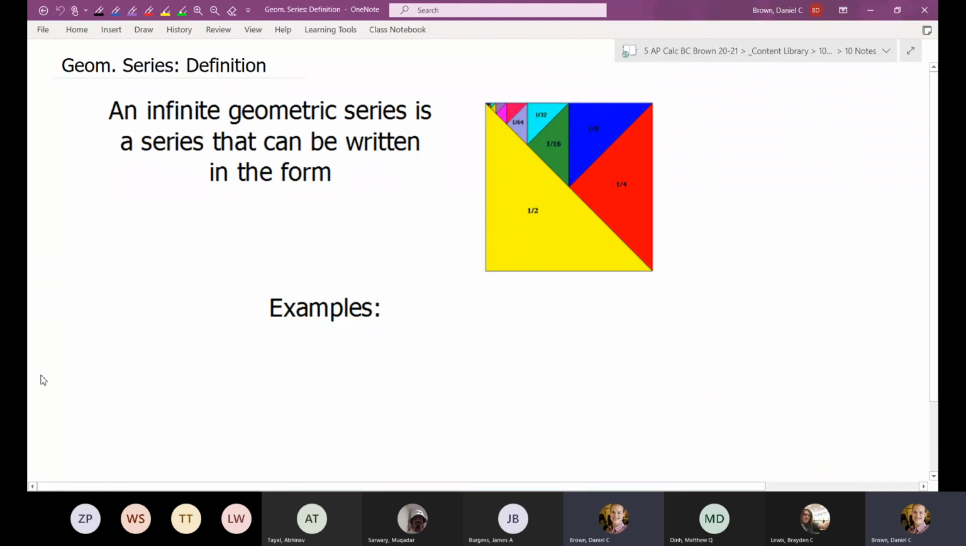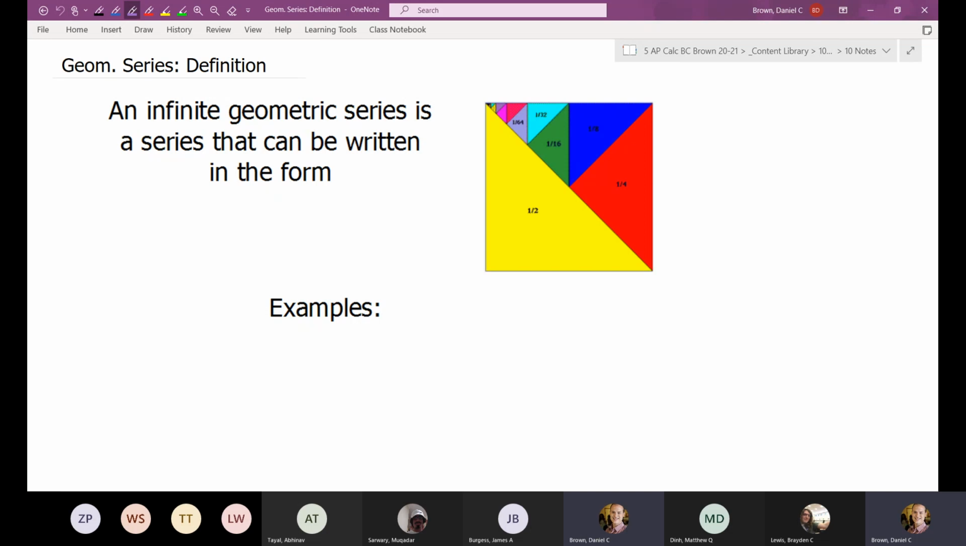I want to go ahead and define the geometric series for you first. Remember, when we say series, we're talking about the sum of a sequence. So literally, a geometric series is the sum of a geometric sequence, which technically was first taught in Algebra 1, whether you remember or not. Anyone remember what a geometric sequence would be?